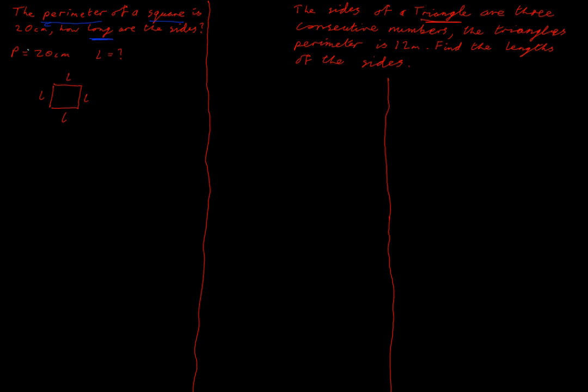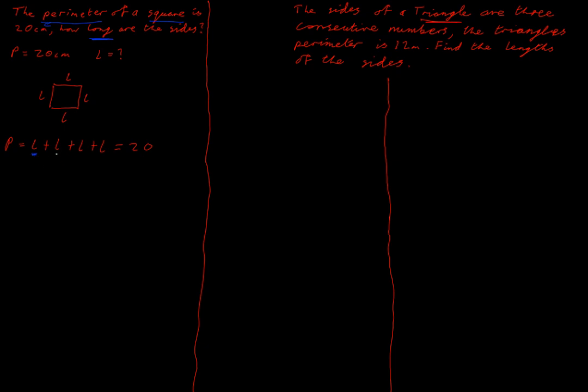Well, I'm told about the perimeter of my square, and the perimeter is what I get if I add up all of my side lengths. So the perimeter is equal to L plus L plus L plus L. And I know that that adds up to 20 centimeters. Well, now I've got an equation that involves the thing I'm looking for, which is what I want. So now I'm going to try and simplify that equation. So let's have a look at that.